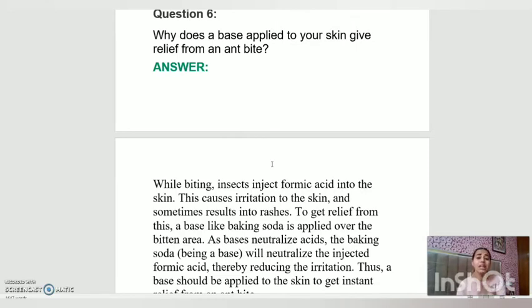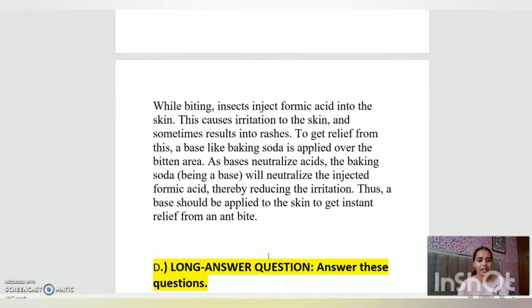We feel relaxed, we relieve ourselves, we get relief from an ant bite. So what is the reason behind that? The reason is that while biting, insects inject formic acid into the skin, right? This causes irritation to the skin and sometimes results in rashes, right? To get relief from this, a base like baking soda is applied over the bitten area.